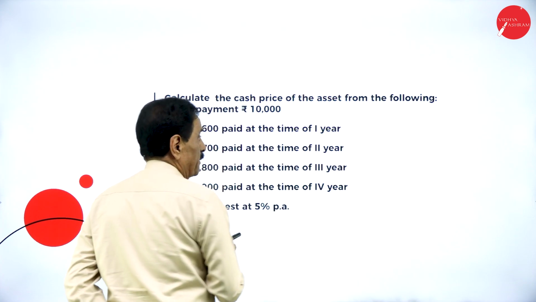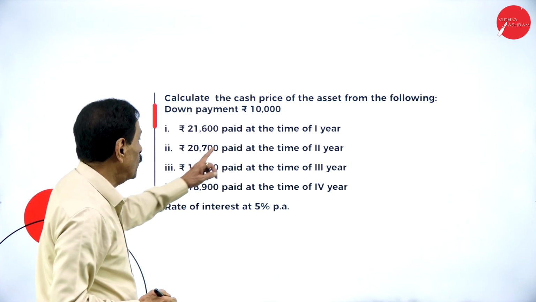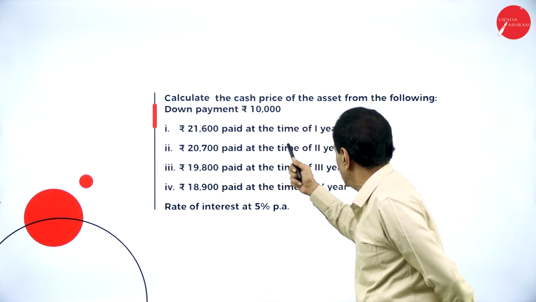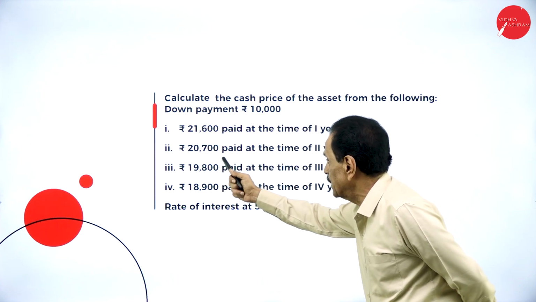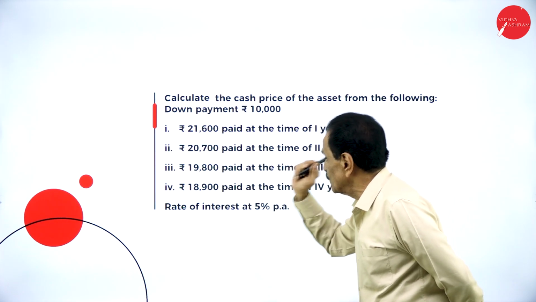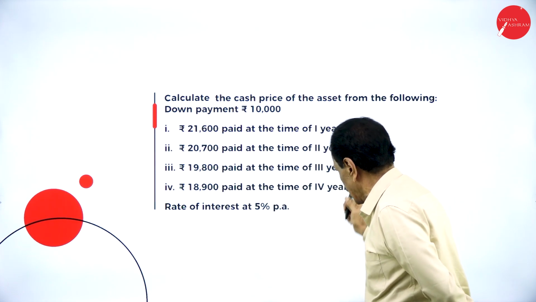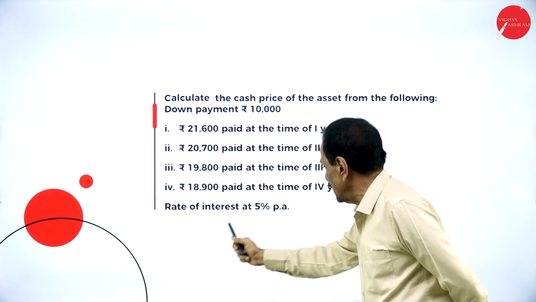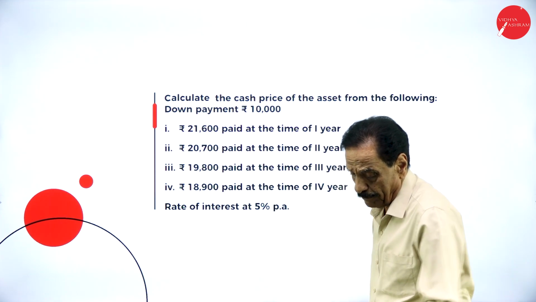Calculate the cash price of the asset from the following. Down payment is 10,000. 21,600 paid at the end of the first year. 20,700 paid at the end of the second year. 19,800 paid at the end of the third year. 18,900 paid at the end of the fourth year. Rate of interest is 5% per annum.